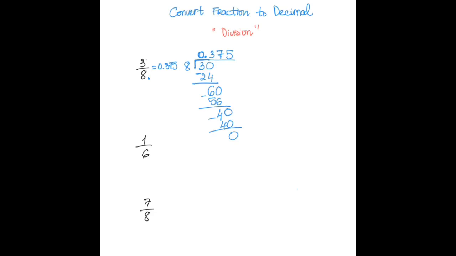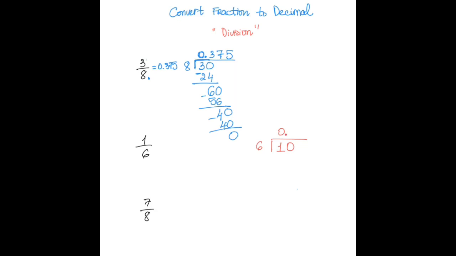I'm gonna do 1/6 right now. So 1/6, I'm gonna set up the same way. Top, bottom, inside the bracket. The denominator, the bottom number, go outside the bracket. Okay, so you know 1 cannot divide by 6, 0. We borrow 0, so we can divide. If we borrow 0, we return a decimal.